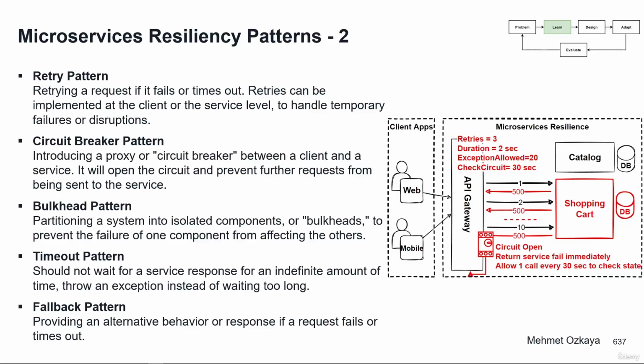Also, there is one more resiliency pattern, which is the cache. Cache basically stores responses automatically. We have already seen distributed cache in the previous sections. So by implementing resiliency patterns, a microservices system can become more reliable and able to withstand and recover from failures or disruptions. Now let's see all these patterns and examine them in detail in the next videos.